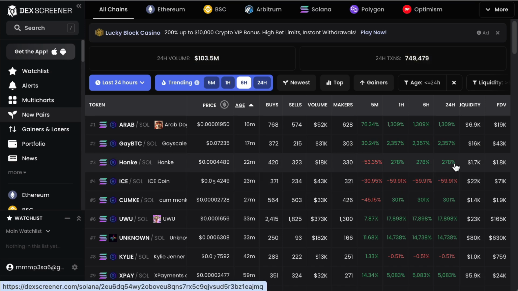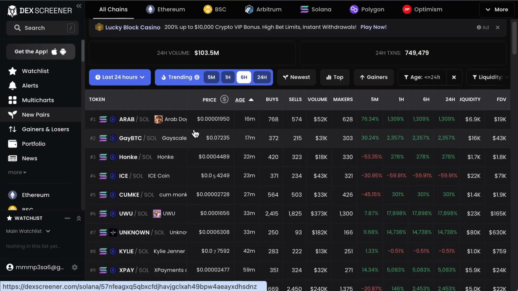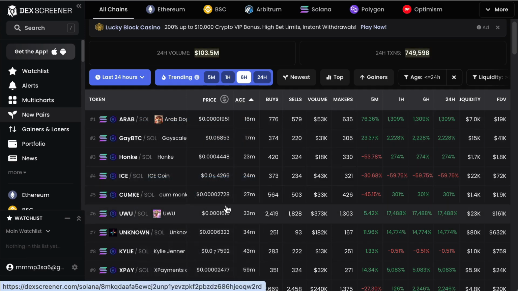And looking further down, this Arab, this one's brand new, so we don't know about this one. So we'll have a look at this one as well. And we'll have a look at ICE as well. Let's have a look at these for now.